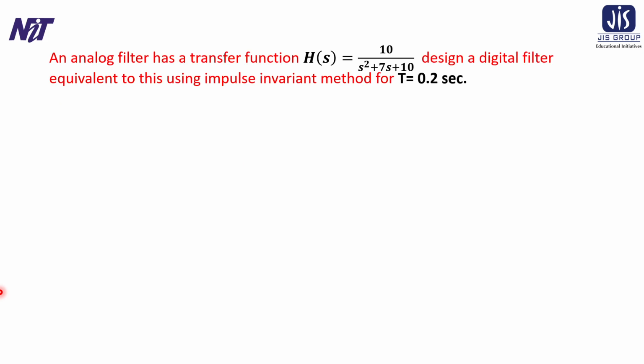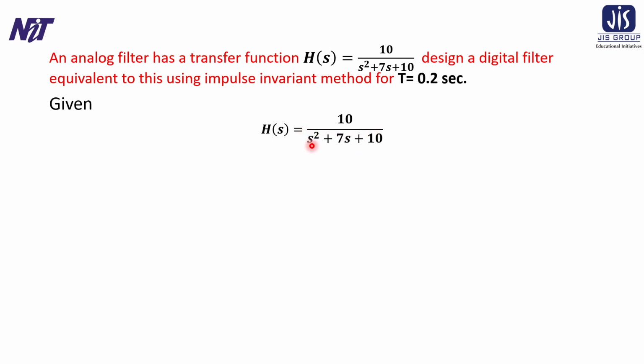An analog filter has the transfer function H(s) equals 10 divided by s square plus 7s plus 10. Design a digital filter equivalent to this using the impulse invariant technique, where T equals 0.27 second. Now the solution: given H(s) equals 10 divided by s square plus 7s plus 10.